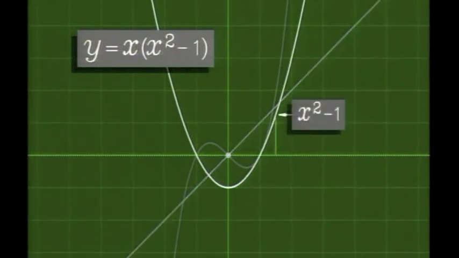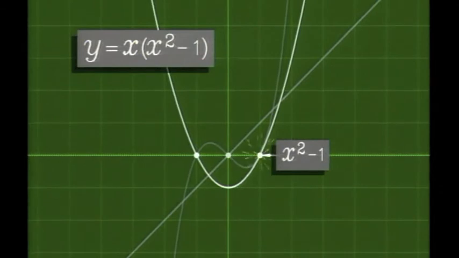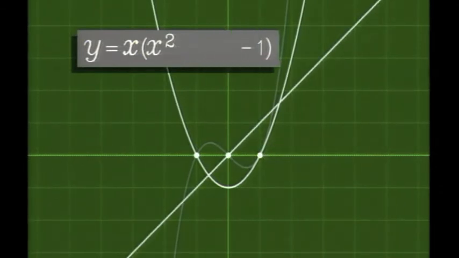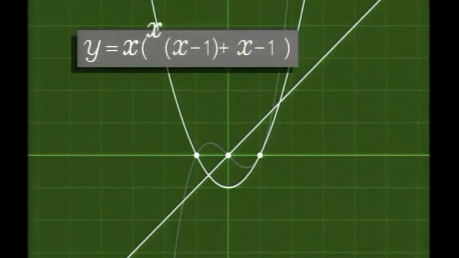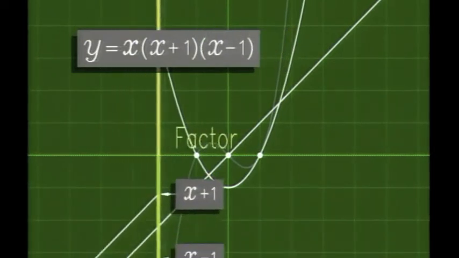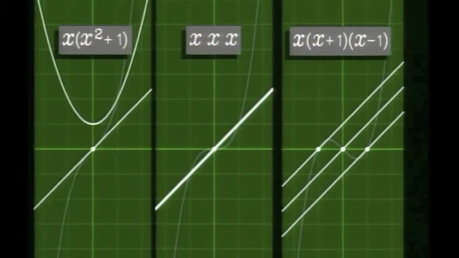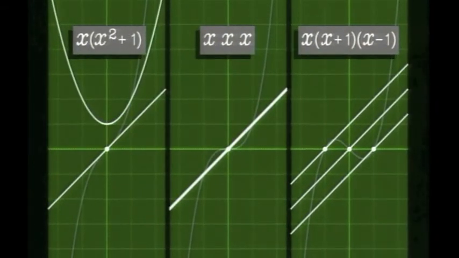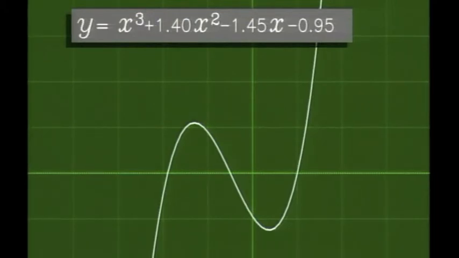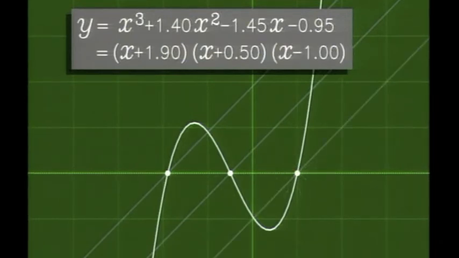Finally, in this example, the quadratic part has 2 distinct zeros, so it can be split into 2 linear factors. And we see that the cubic is a product of 3 linear factors and therefore has 3 zeros, one for each linear factor. This is what a cubic looks like if the 3 zeros are distinct, no matter how far apart they are.